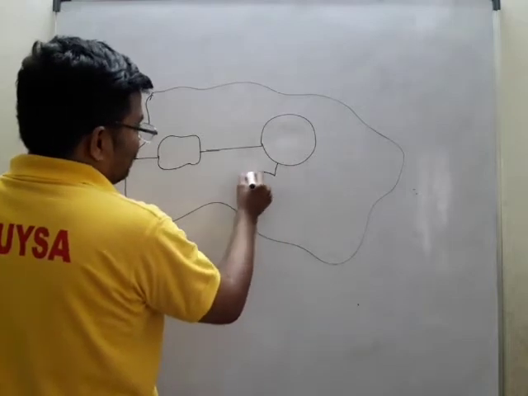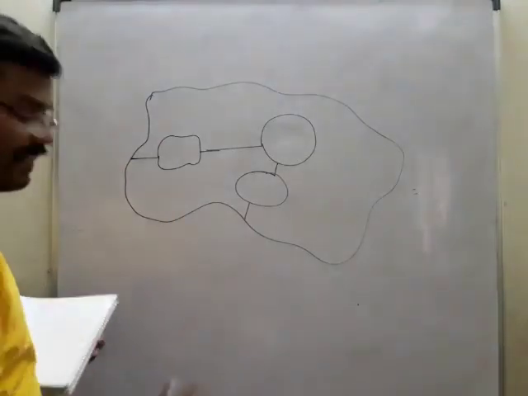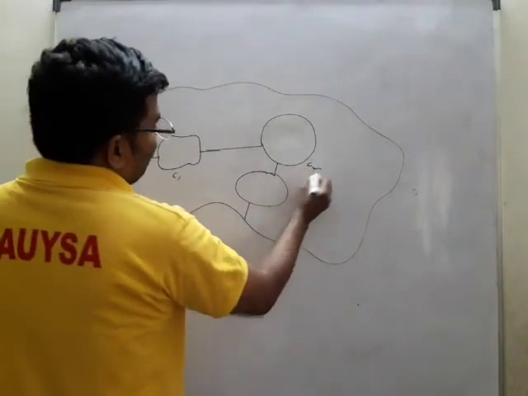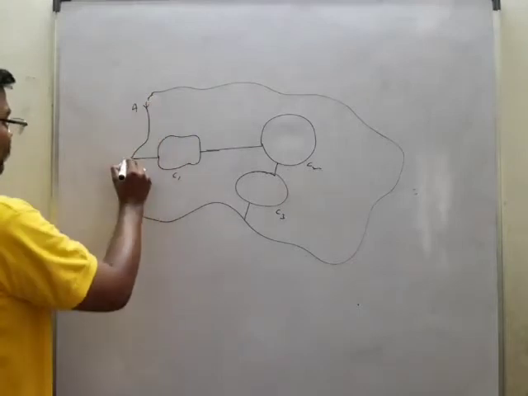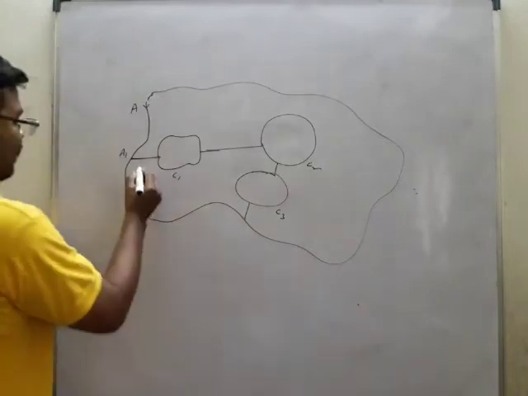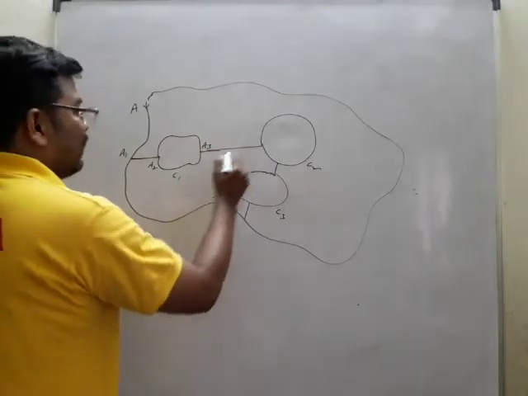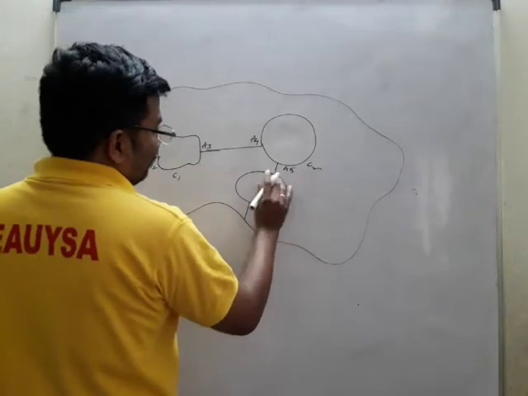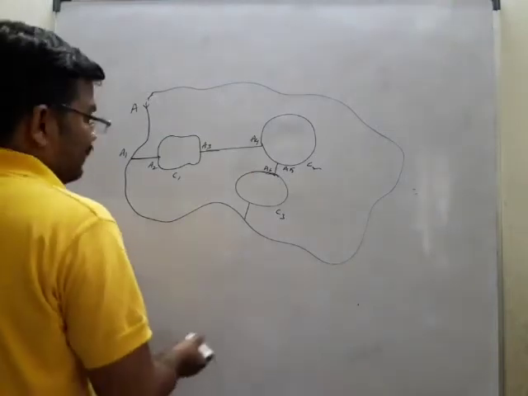Okay, I may consider one more circle like this. Now I have just taken a simple circle, that is C1, C2, C3. Now this is A, and the point here is A1, and A2, A3, this is A4, and this is A5. This point is A6, and this is C3.